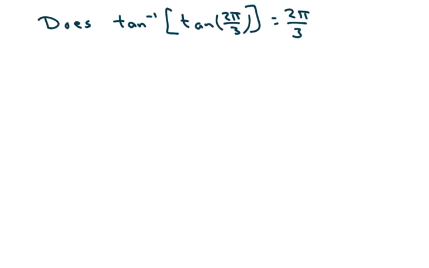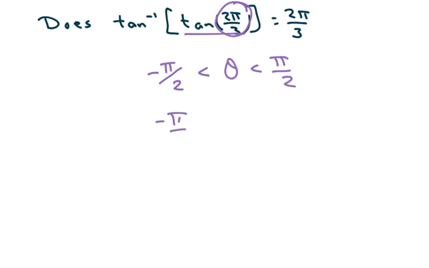It's almost like sine again. For this one, it's the same thing. Are we in between? Is this in quadrant 1 or 4? And it's not. So 2 pi over 3 is in quadrant 2, and tangent is restricted to quadrant 1 and quadrant 4. So this is false.